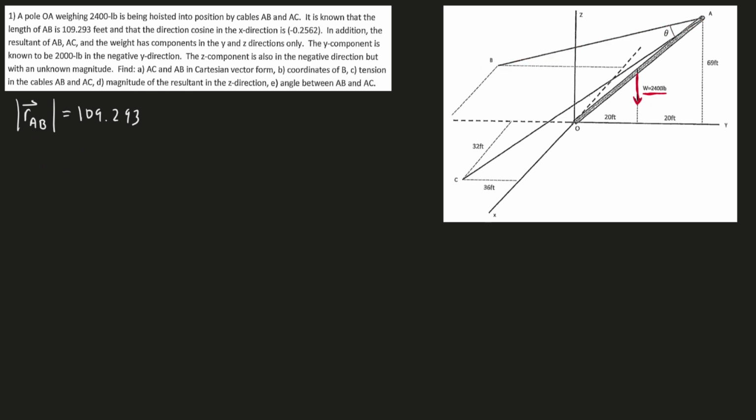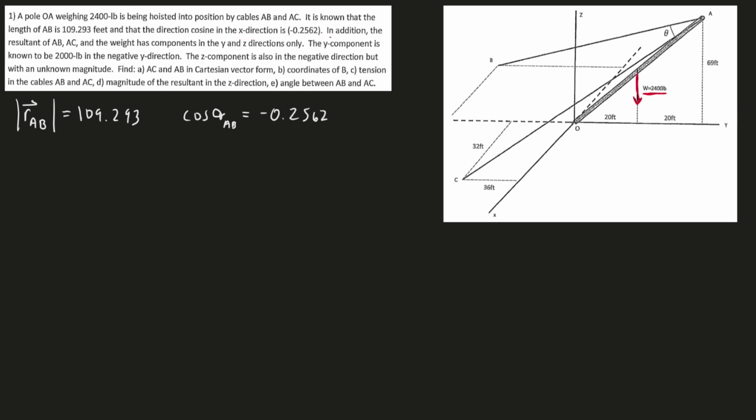You really want to get in the habit of documenting the problem information as you read through it. Alright, the direction cosine of this in the x direction is that. So the cosine of alpha AB here will equal this number.